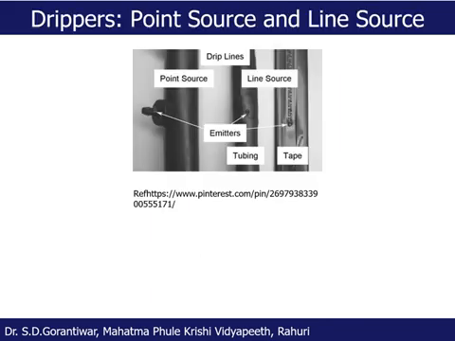Okay. Then point source and line source. In case of the point source, as you see, there is only one emitter at certain intervals, in both the cases. In case of the line source, there are discontinuous openings. So in case of the point source, you get a discrete drop of water at certain intervals over the length of the lateral, whereas in case of the line source, you will get a continuous supply of water along the length of the lateral.